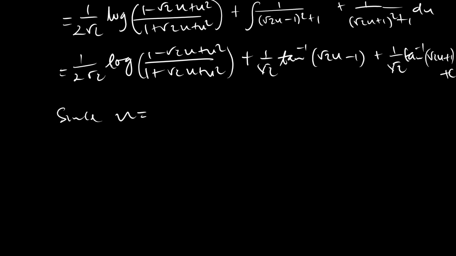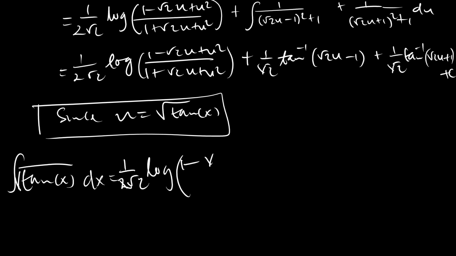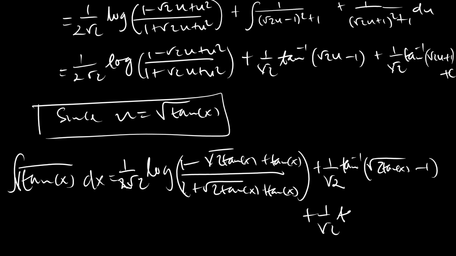Since we said u is equal to the square root of tangent of x, it's that our integral of the square root of tangent of x is equal to 1 over 2 root 2 natural logarithm of 1 minus root 2 tangent of x plus tangent of x over 1 plus root 2 tangent of x plus tangent of x, plus 1 over root 2 arctangent of root 2 tangent of x minus 1, plus 1 over root 2 arctangent of root 2 tangent of x plus 1, plus the integration constant c.